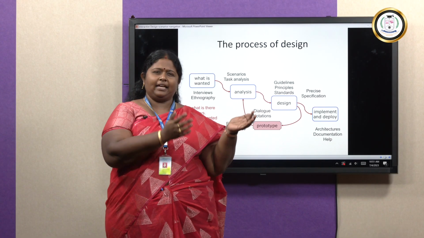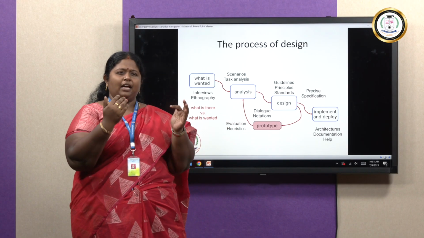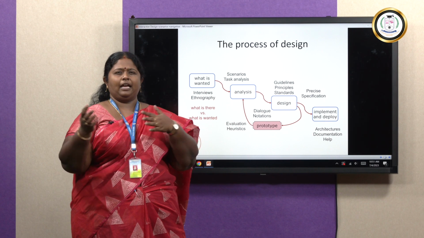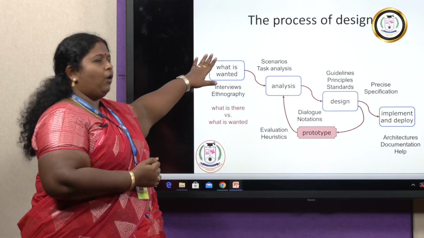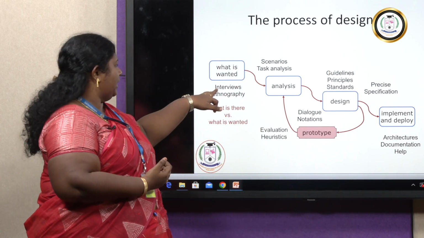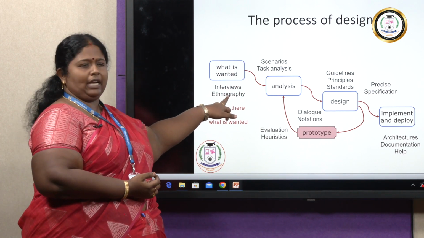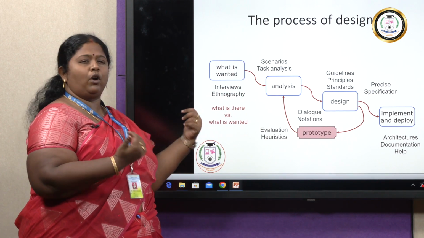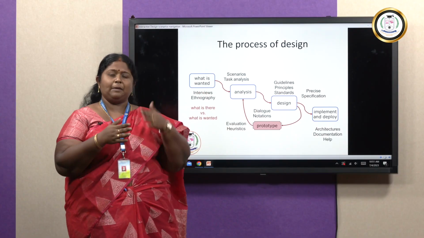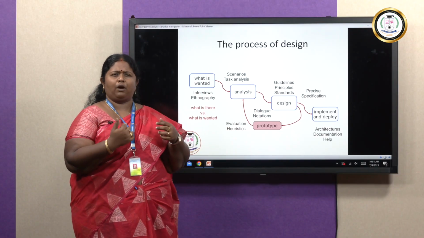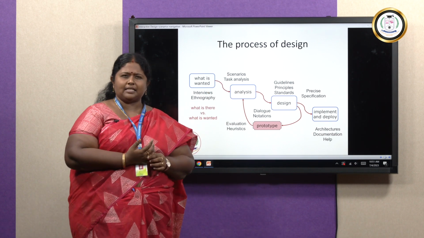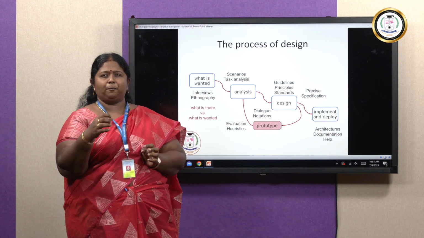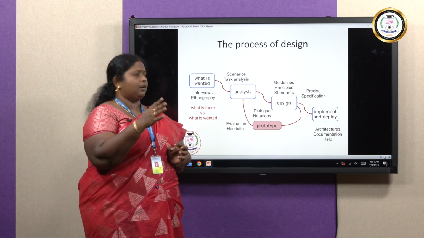Generally, if my end user is going to be a baby, I should target only the baby. And if it's going to be a middle-aged person, target only the middle-aged person. What is wanted, I can collect using interviews or by ethnography. What is there and what is wanted: what is actually present there and what I really want from them. Next comes my analysis. How do I analyze something based on the scenario present there? Will it really work or not?